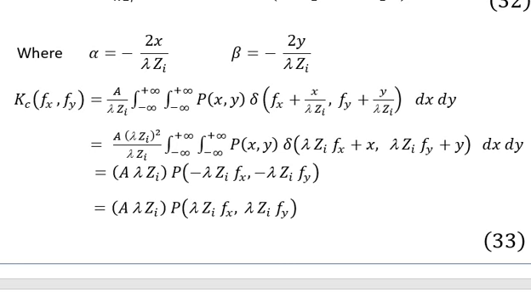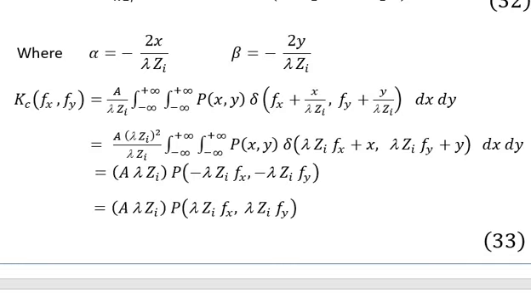So you know that the pupil function is a symmetric function at the lens plane, and also an even function. So you see that using the property of the even function, we can write equation number 33 as: the transfer function on the left hand side, Kc as a function of fx comma fy, is equal to a lambda zi multiplying the pupil function which has the arguments lambda zi fx comma lambda zi fy. So this equation number 33 has been described.